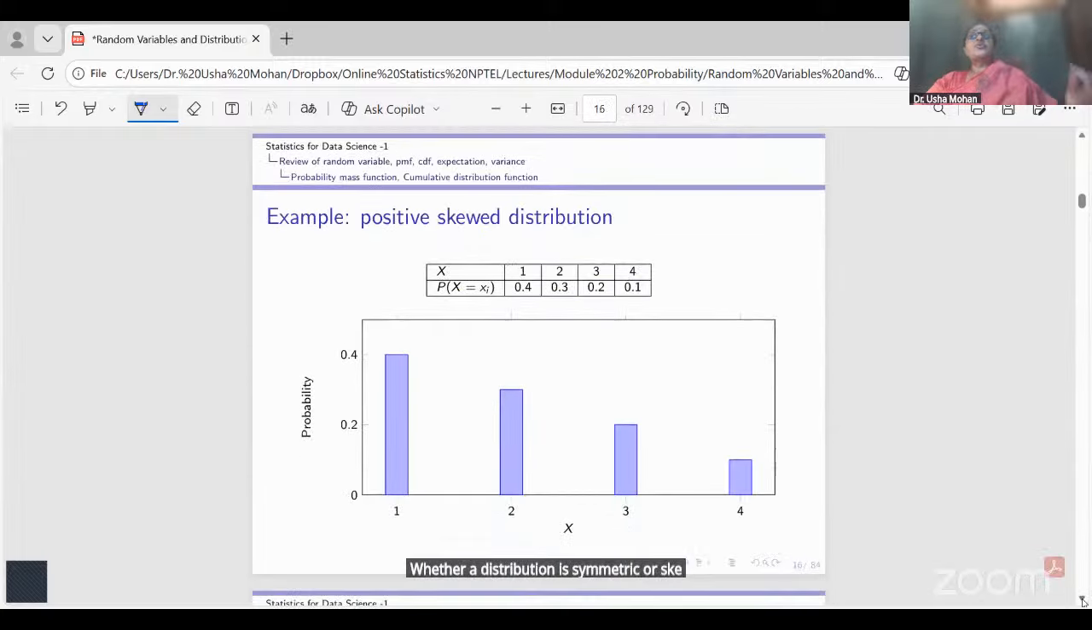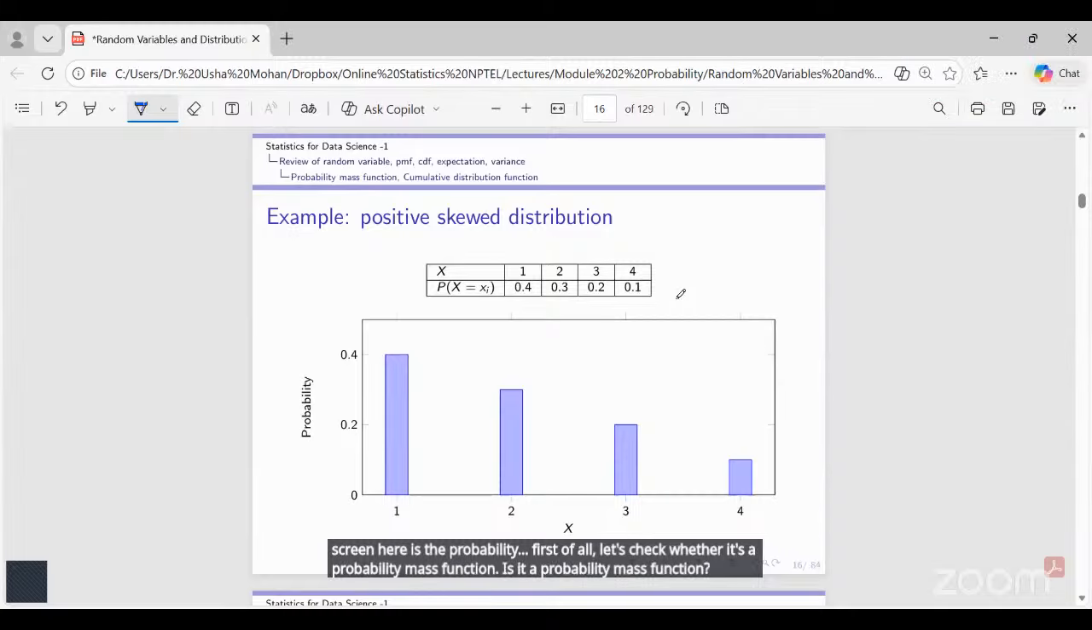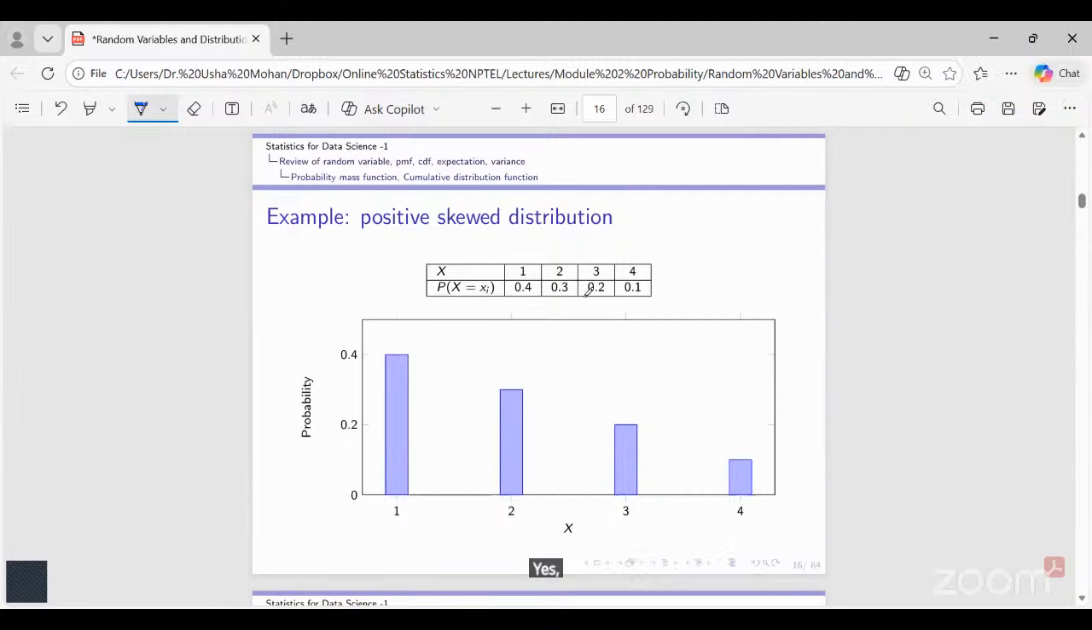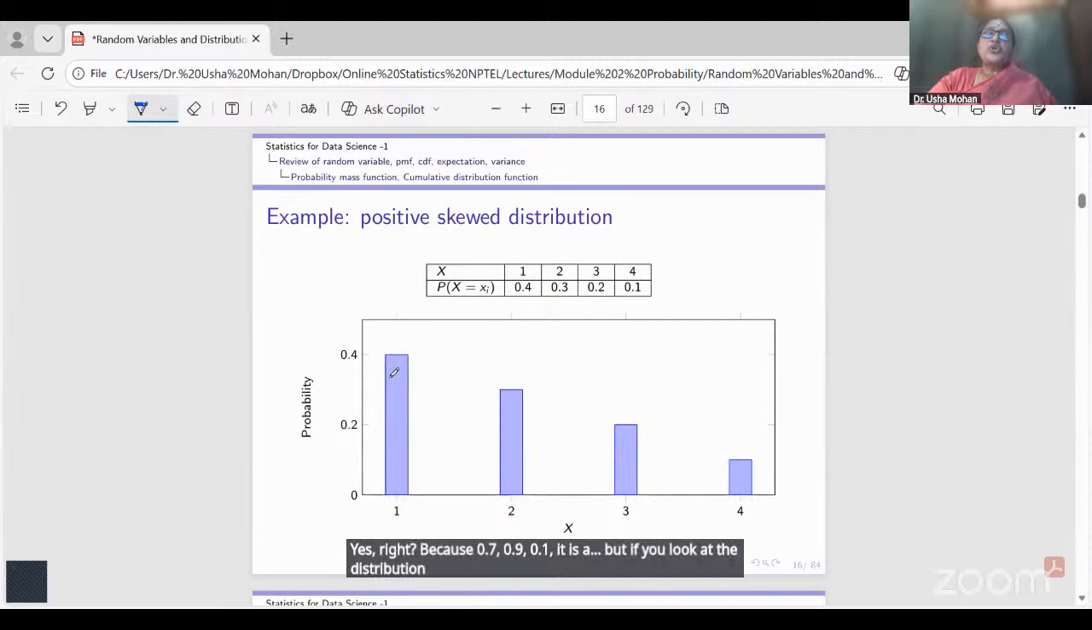Whatever you can see on your screen here is a probability. First of all, let's check whether it's a probability mass function. Is it a probability mass function? Yes, because 0.7, 0.9, 0.1 sum correctly, but if you look at the distribution, it is skewed. It is a positive skewed distribution.